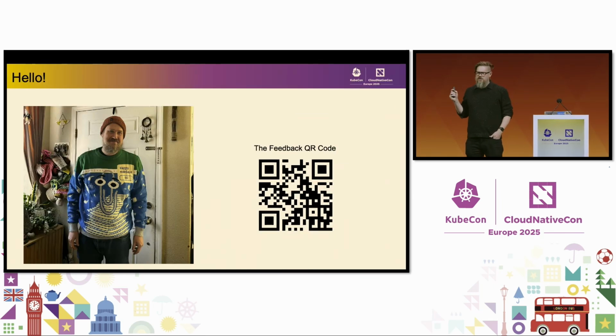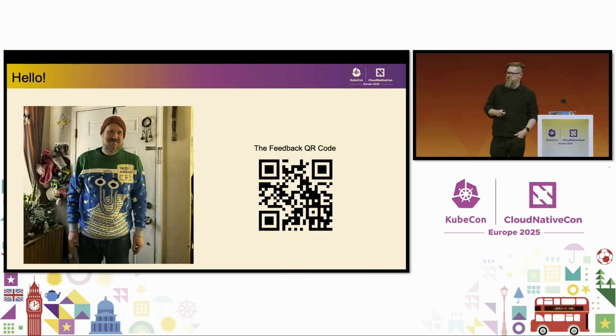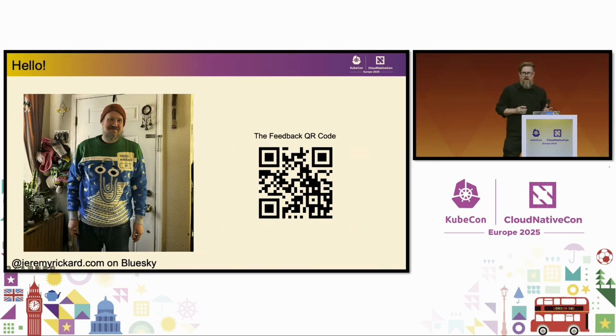My name is Jeremy Rickard. I am a principal software engineer at Microsoft Azure, and also a co-chair of SIG release in the Kubernetes project. Today we're going to talk a little bit about container supply chain security with a large focus on signing images and doing verification for that, and how we can use that to verify the authenticity of our resources.